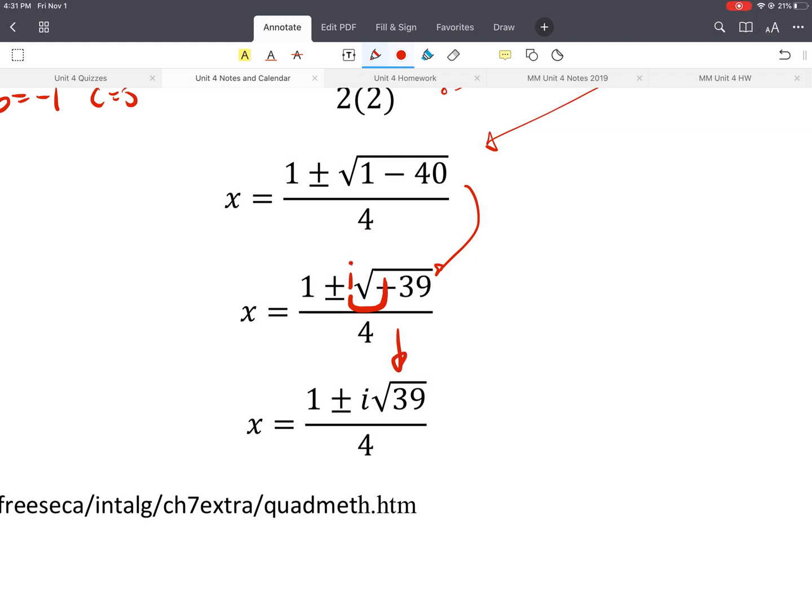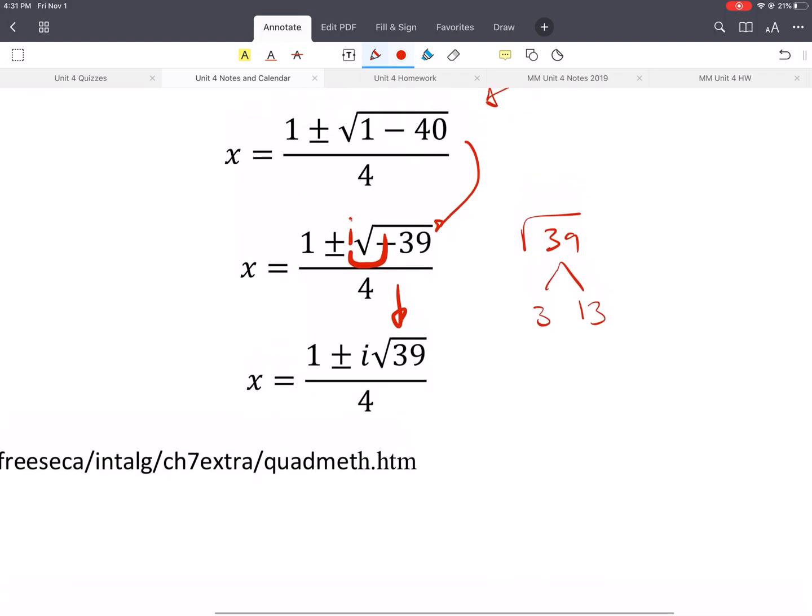And they did that in the next step. The square root of 39, we can't simplify that. We'd get 3 and 13. Those are both prime, so we don't have a group to take out. But if you did, you would need to take that out. And then the last step would be the fraction.